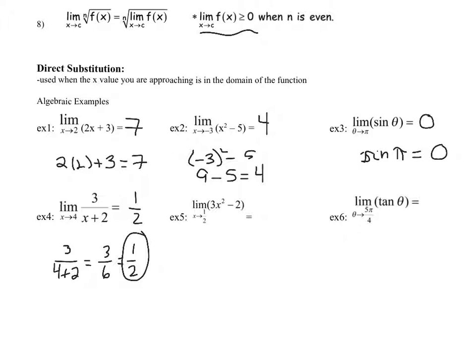Example 5 is again a polynomial, 3x squared minus 2. So I could just do direct substitution. I'm approaching 1/2, so it's 3 times 1/2 squared minus 2. 1/2 squared is 1/4, so this is 3 times 1/4 minus 2. So that's 3/4 minus 2. 2 is 8/4, so that's going to be negative 5/4.